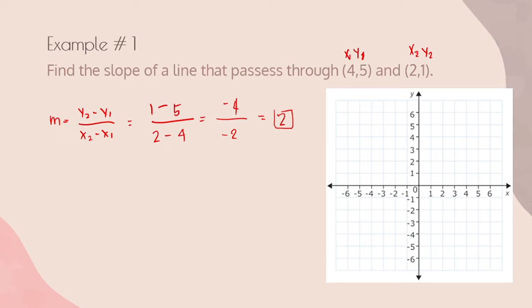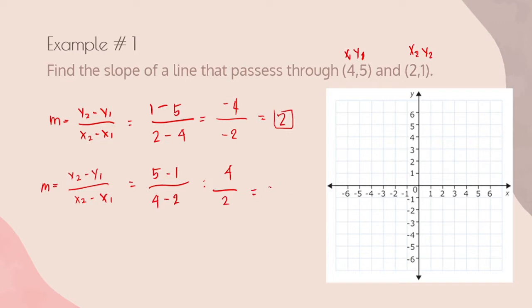What will happen if we let (2, 1) be x sub 1 and y sub 1, and (4, 5) be x sub 2 and y sub 2? Let's try the other way around. We have m is equal to y sub 2 minus y sub 1 over x sub 2 minus x sub 1, and we interchange the values. So we have 5 minus 1 over 4 minus 2. 5 minus 1 is equal to 4, and 4 minus 2 is equal to 2.